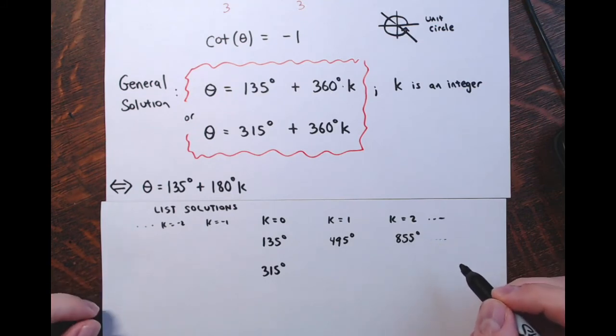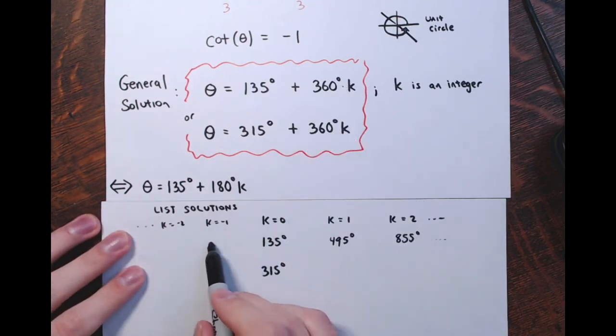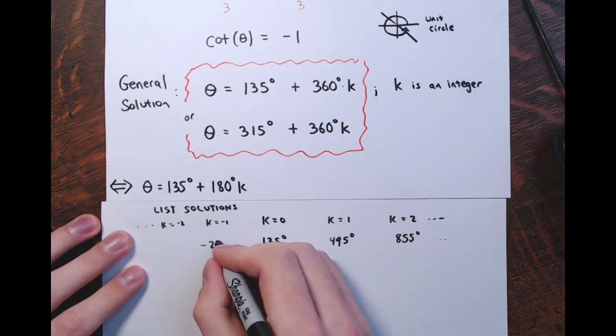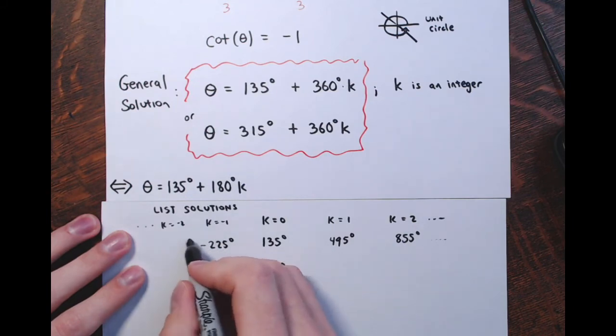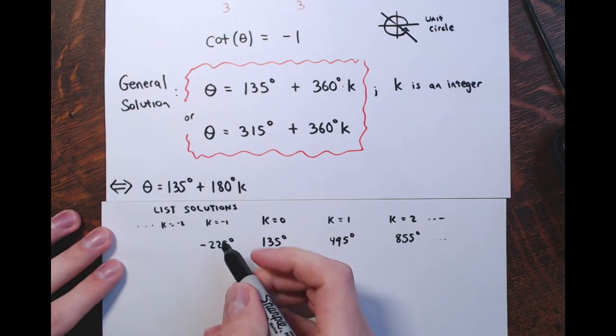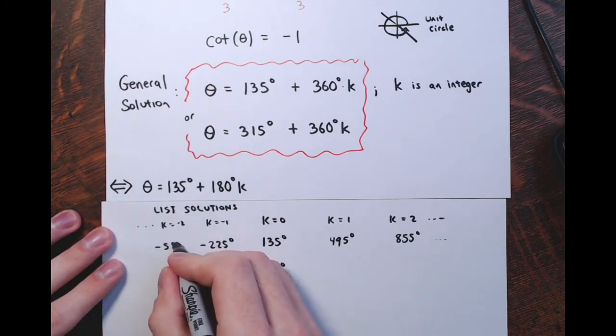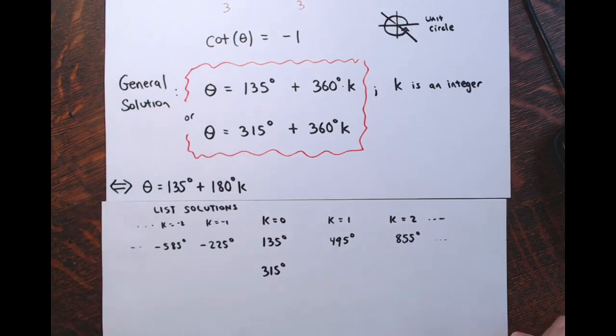Now if I go this way, when k is -1, subtract 360, that'd be -225. And subtract another 360 when k equals -2, be -585, and so on. Again, I could get all sorts of solutions from this.